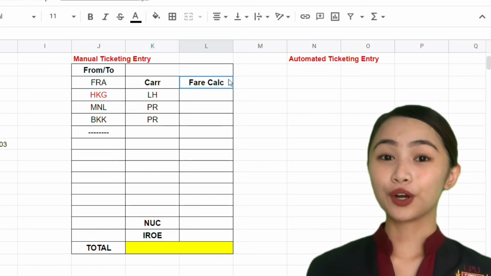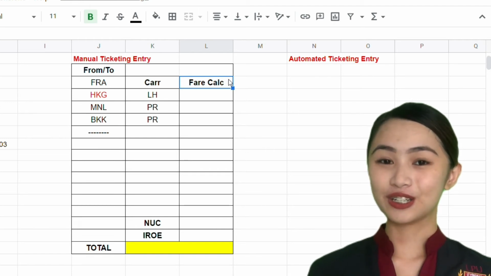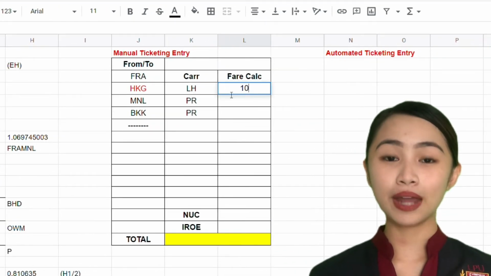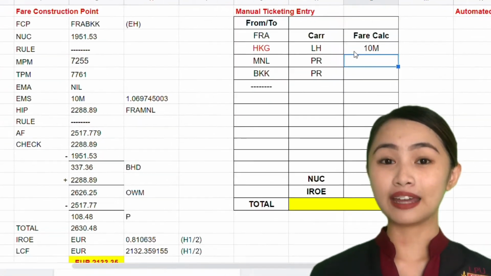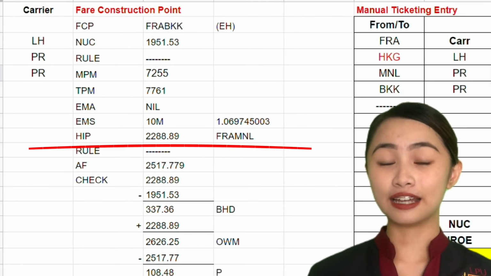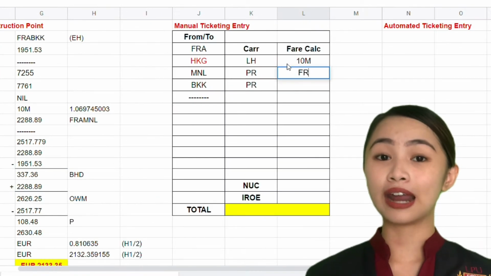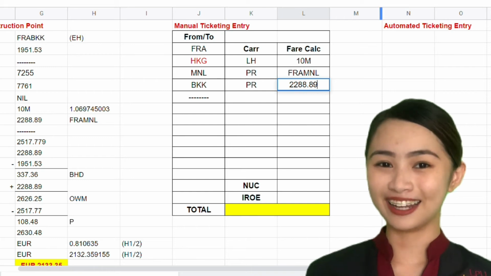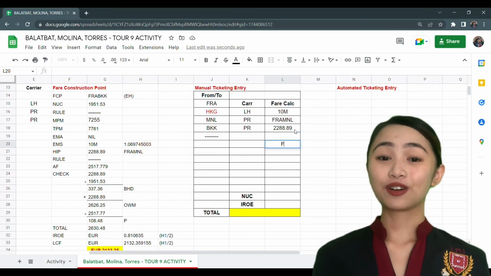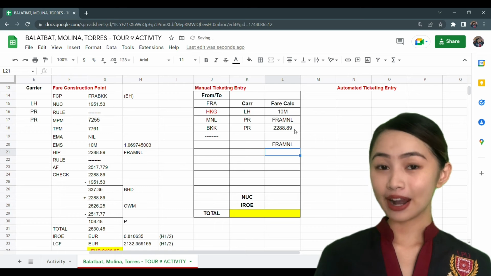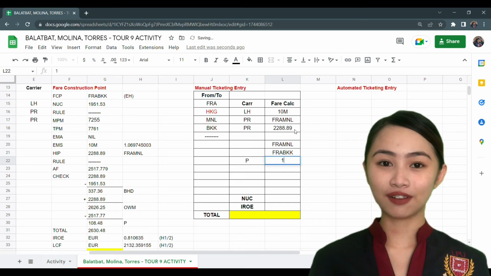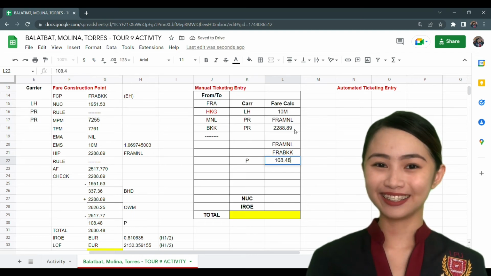For the third column, we are going to put the fare calculation. So since we have an EMS value, we are going to put the 10M, and below that we are going to identify the highest MUC in the given. So it would be the HIP, FRA, MNL, and below that is its equivalent value, which is 2,288.89. For the next rows, we are going to put the HIP city pair and then the NUC city pair. And after this, we are going to put the price difference value, which is 108.48.